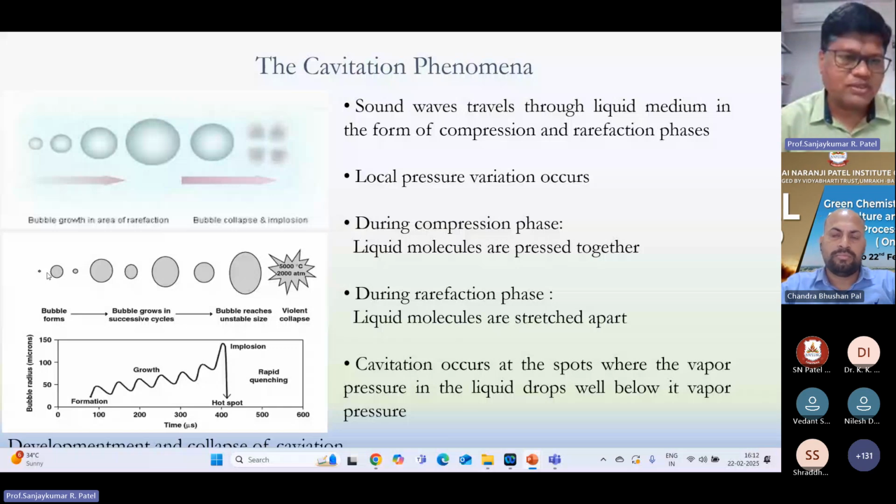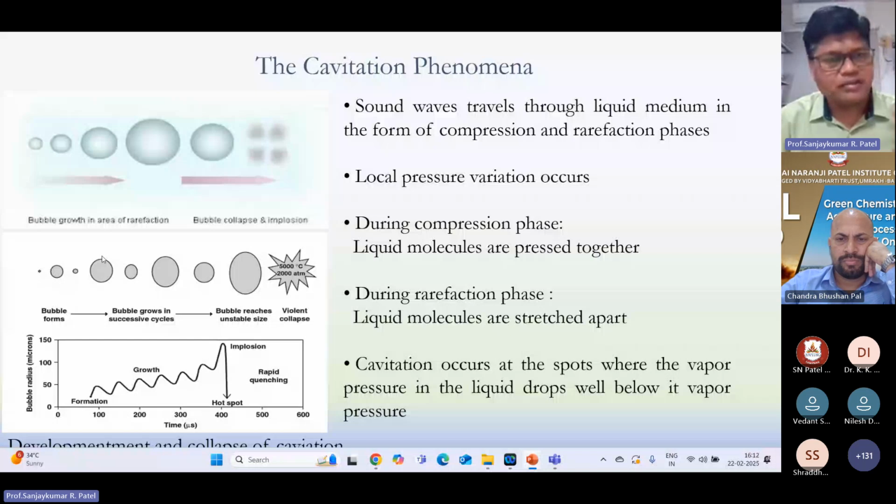So during the expansion cycle of the sound waves, the cavity will grow, and during the compression cycle, the cavity will again compress to a smaller radius. Then I can now say it's a bubble. The bubble grows and compresses, grows and compresses, and that will continue until the pressure inside the bubble cannot sustain the bulk pressure of the liquid. Then the bubble will collapse.